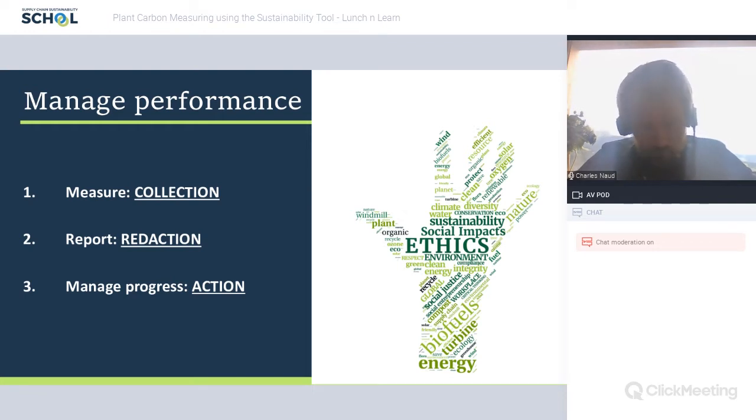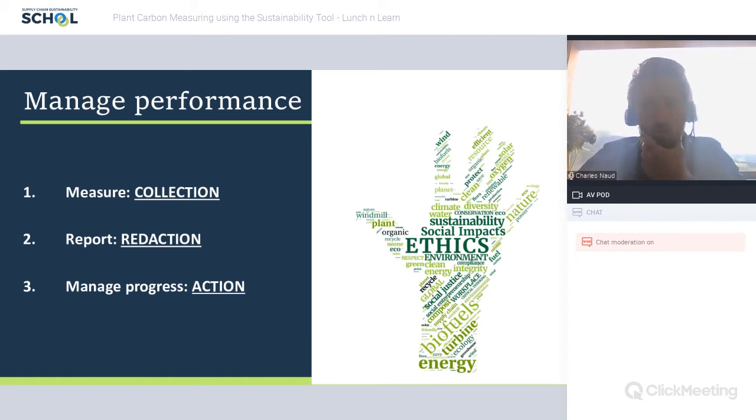The final component of effective performance management is the actual action. What do you do on the back of your collection and redaction? That is taking actions based on your data and your analysis. On the one hand, you can take corrective measures if you're failing against some targets or commitments. And on the other hand, you can take more investigative measures to try to understand why things have gone well when they have, and perhaps write case studies about those, so you can take lessons learned and build from them.